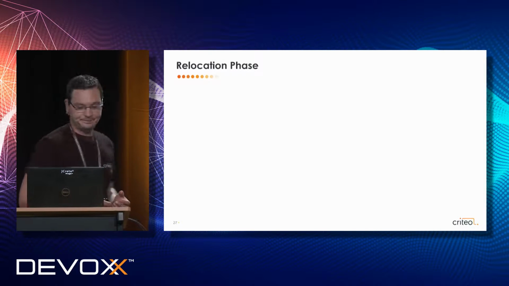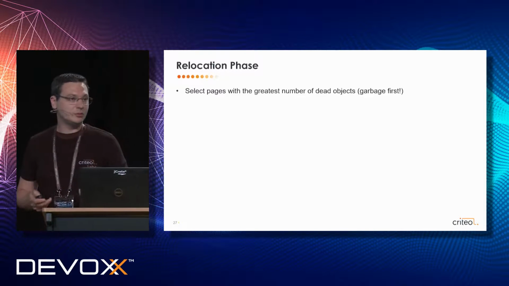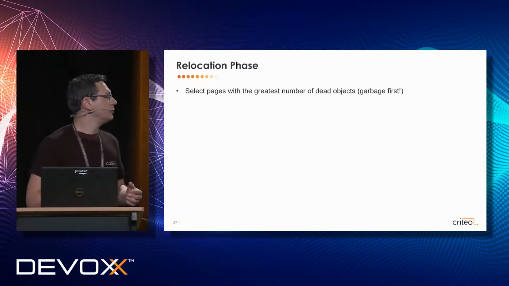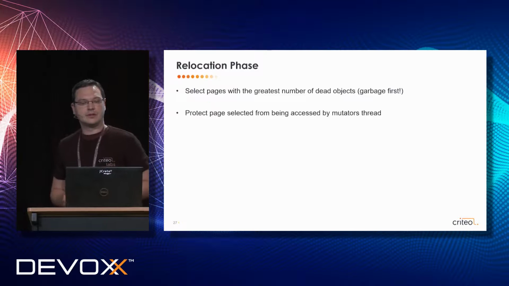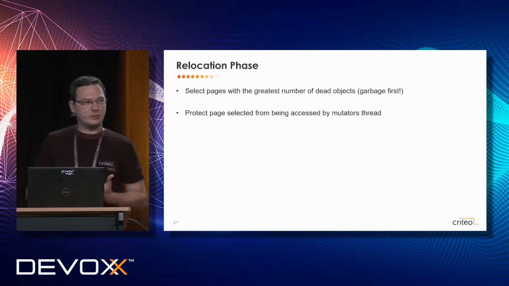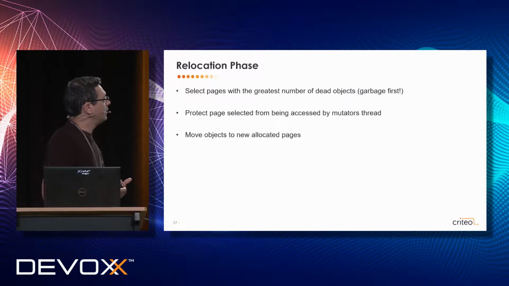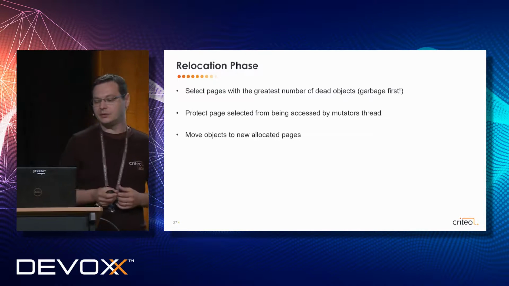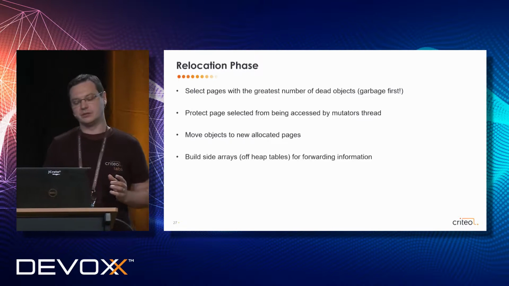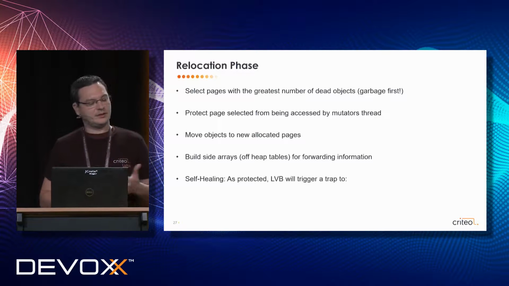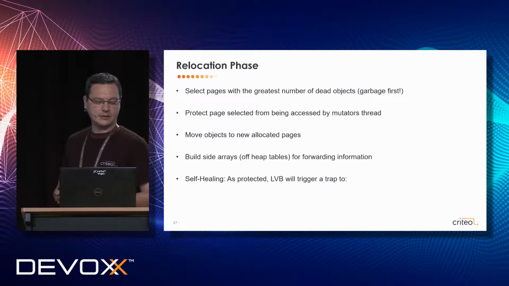For the relocation phase, as in G1, we select the pages that have the most garbage, most dead objects: garbage first, same principle. Then we protect the page that we want to evacuate, and we move objects to the newly allocated page. We build a side array with the forwarding information, so it's an off-heap table. And again, self-healing at that moment.